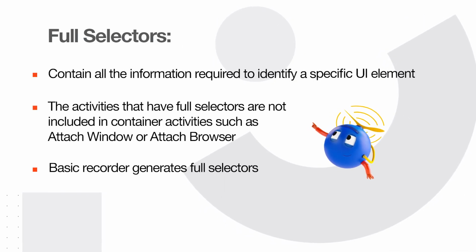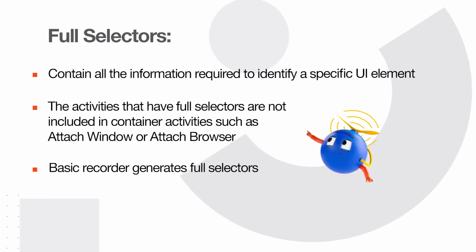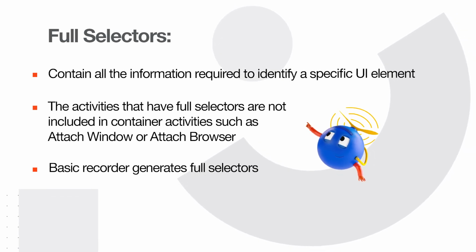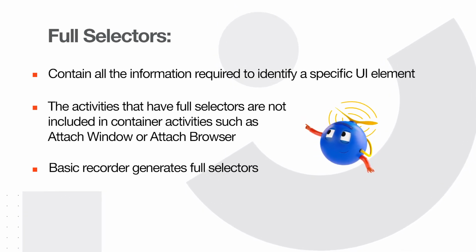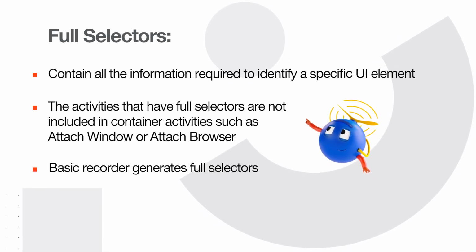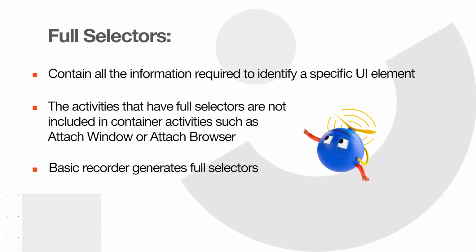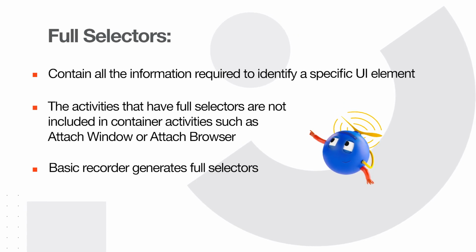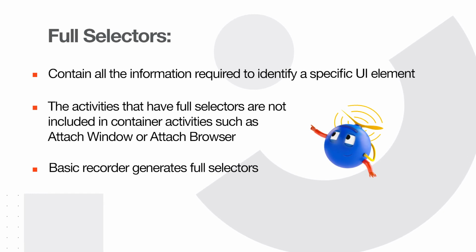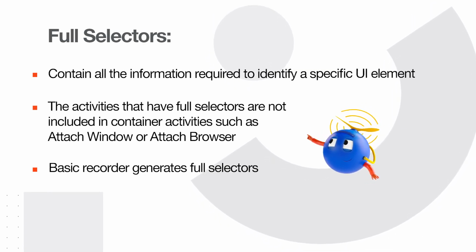So, what's the difference? Full selectors contain all of the information required to identify a specific UI element. This means that they include the top-level window, as opposed to partial selectors, as we'll see later. The activities that have full selectors are not included in container activities, such as attach window or attach browser. Moreover, the basic recorder generates full selectors. It's recommended to use full selectors when the robot must switch between multiple windows while performing the automation workflow.